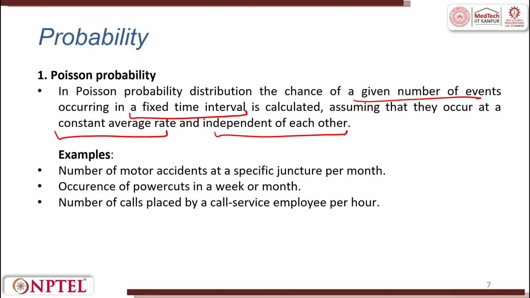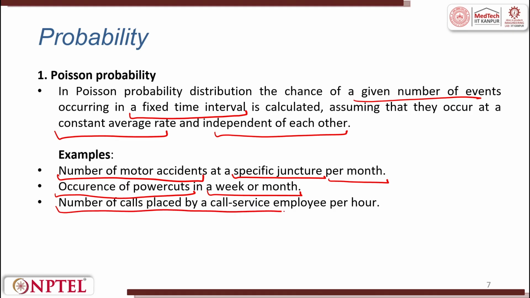See the examples. Number of motor accidents at a specific juncture per month. This could have a Poisson distribution. Occurrences of power cuts in a week or a month. Poisson distribution. Number of calls placed by a call service employee per hour, that is within a specific time interval. Number of occurrences are happening, that is Poisson distribution, Poisson probability.